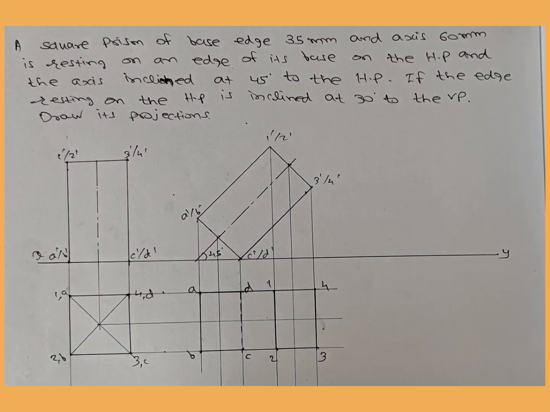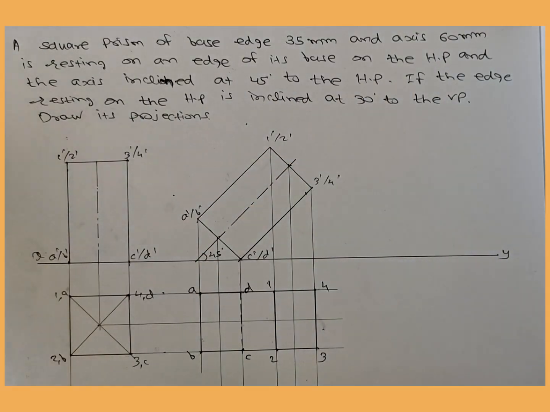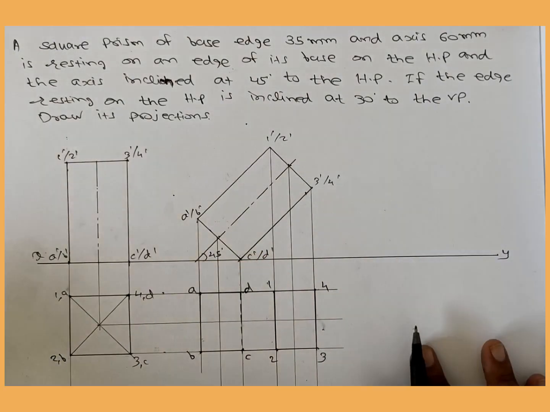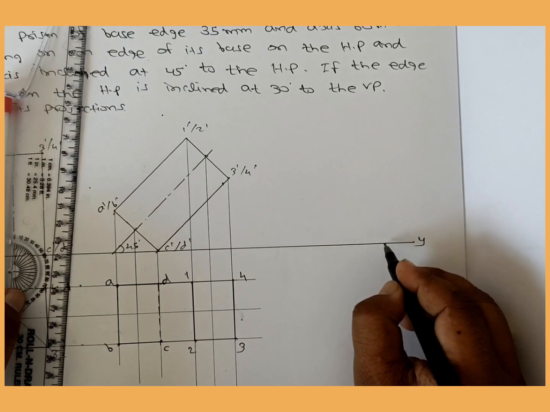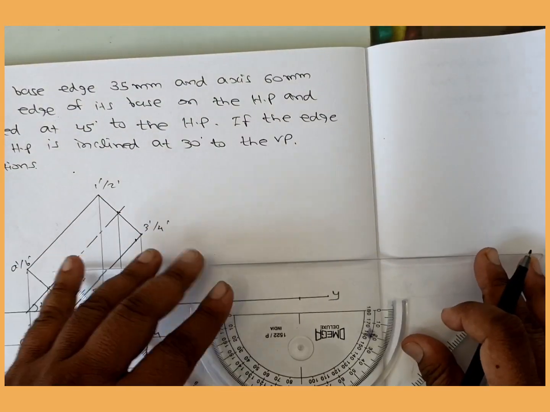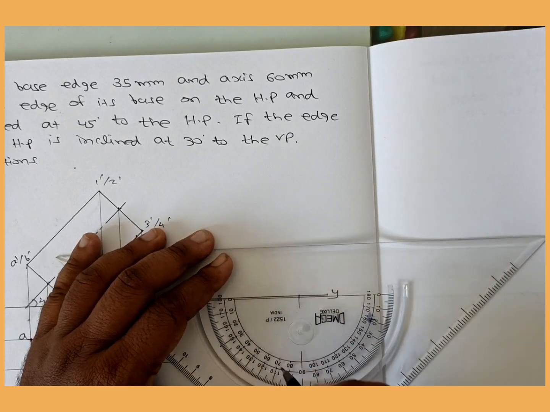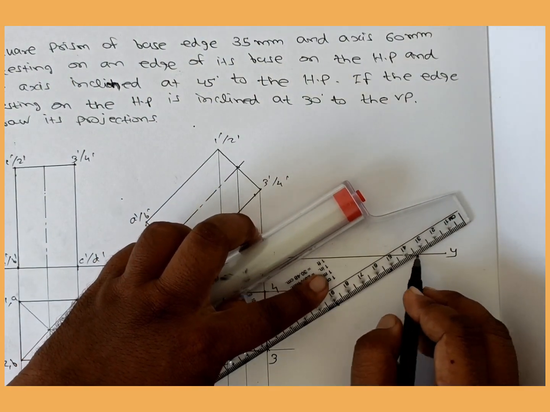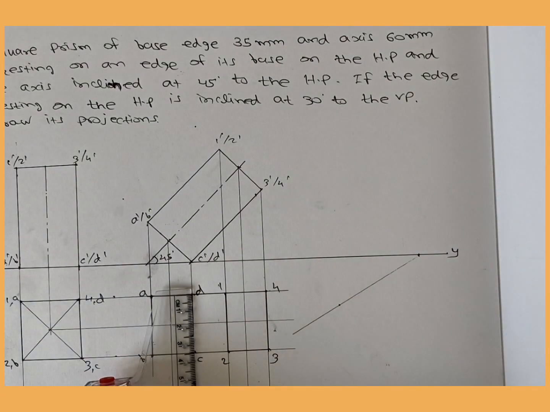Okay, now students, the edge resting on the HP is inclined 30 degrees to the VP. So this CD edge makes an angle of 30 degrees to the VP. What you have to do is take from this point (30°). This is the line. Okay, now CD is 35 mm.